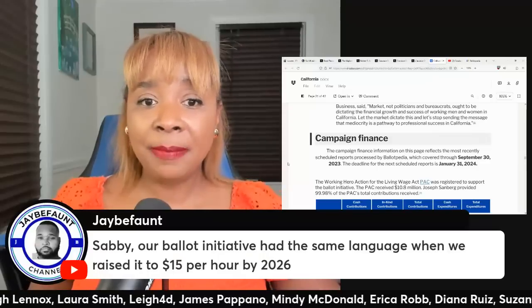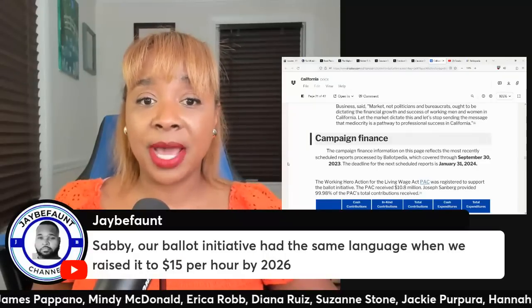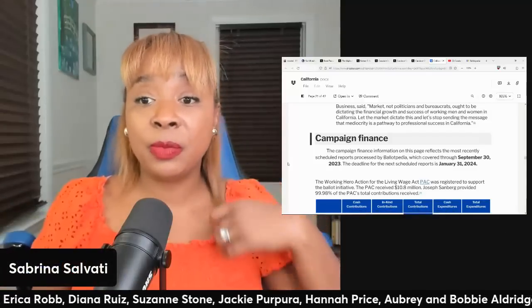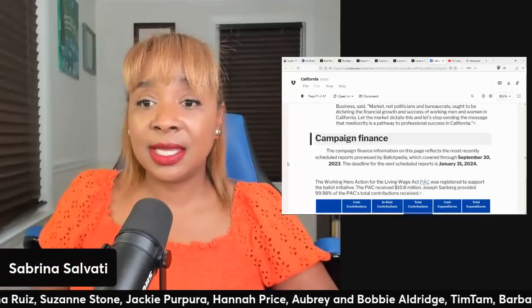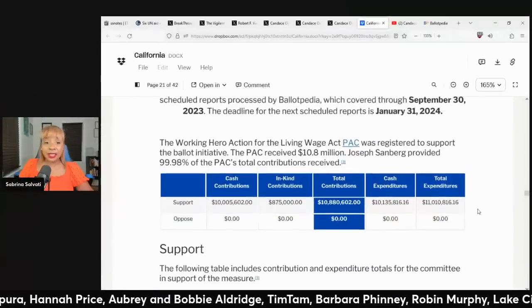JB says, Sabby, our ballot initiative had the same language when we raised it to $15 per hour by 2026 for Florida. So JB's in Florida, for people wondering. Wow. So I hope you guys in California know what's up.